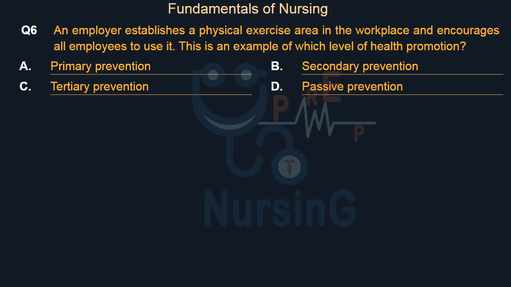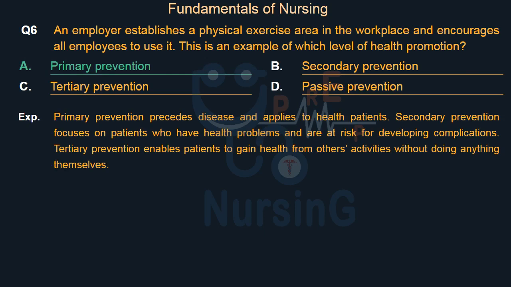Right answer is option A, primary prevention. Primary prevention precedes disease and applies to healthy patients. Secondary prevention focuses on patients who have health problems and are at risk for developing complications. Tertiary prevention enables patients to gain health from others' activities without doing anything themselves.